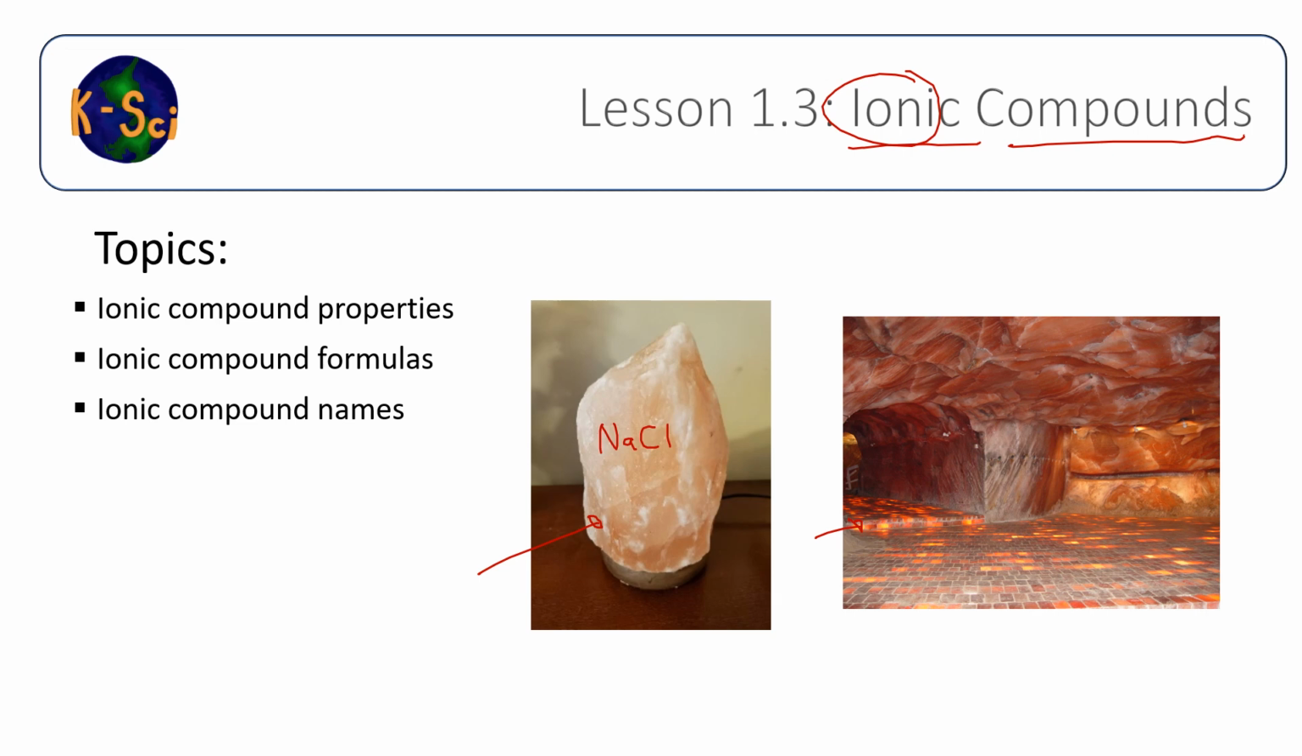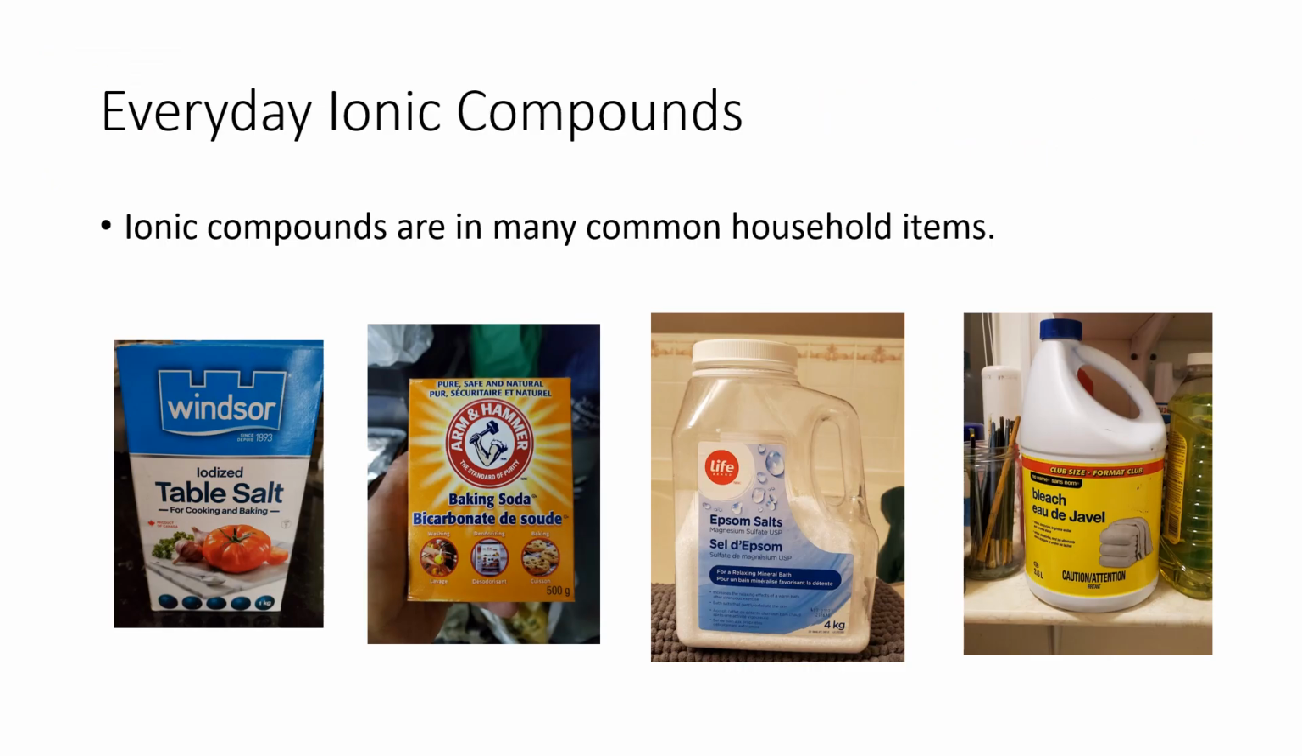So let's learn a little bit more about ionic compounds. Here's a few more examples from around your house. Of course, table salt, the classic example of an ionic compound. Baking soda as well is an ionic compound, just ground a little more fine. Epsom salts or bath salts are also ionic compounds. There's the name right there, magnesium sulfate.